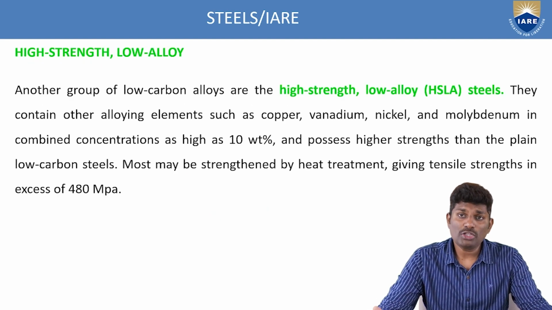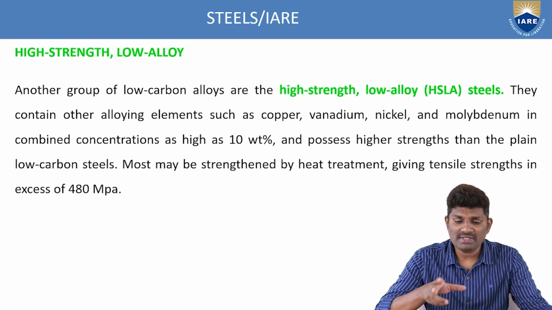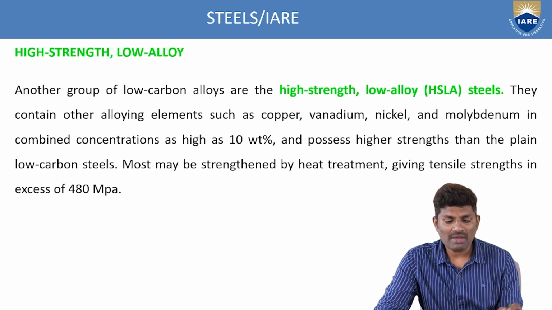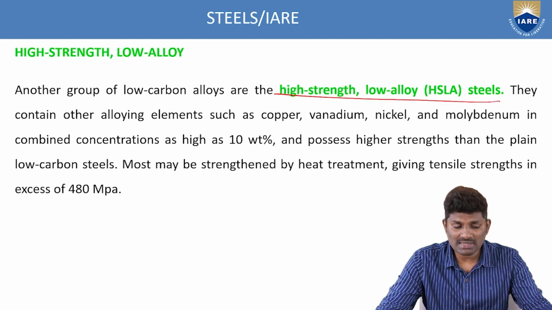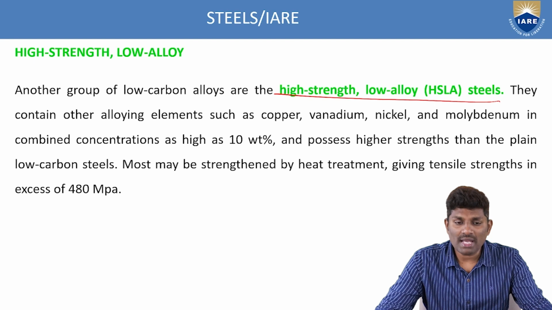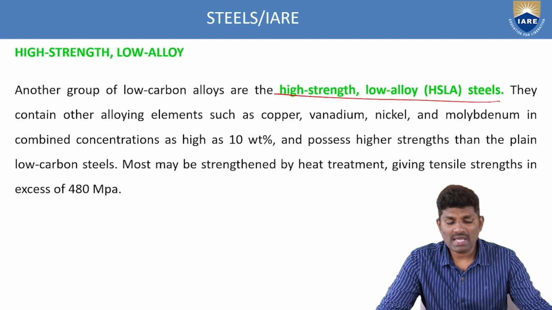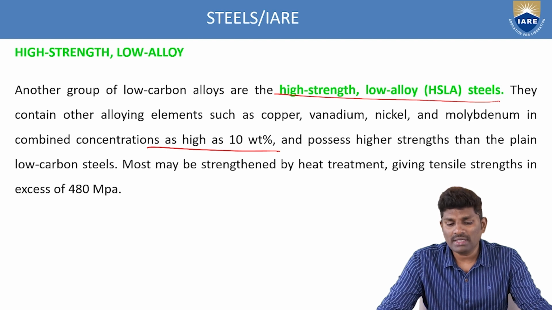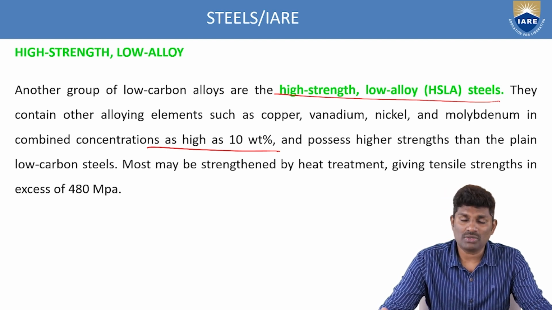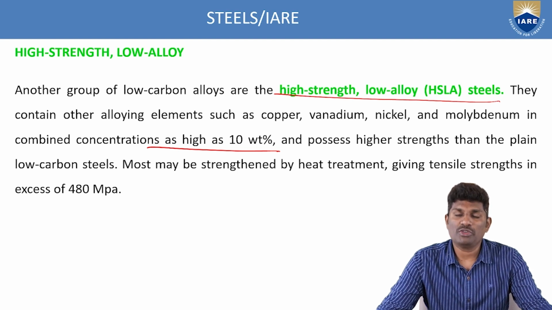Coming to the high strength low alloy, again, between the medium and low you have the high strength category. In this category the properties are high strength low alloy, HSLA steels. These contain other alloying elements such as copper, vanadium, nickel and molybdenum, at high concentrations, about 10 weight percentage. Because of the addition of these other alloying elements, the strength is increased. So we can increase the properties by adding some alloying elements during the heat treatment process.